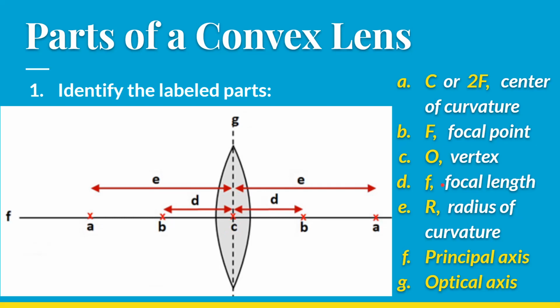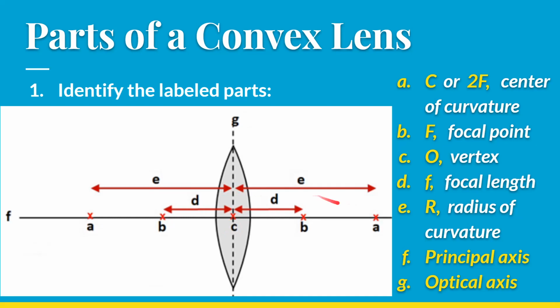Point F, and it's not really a point. Actually, I don't even see F labeled on here. Oh, it's D. Sorry, it's point D. The F is over here, that's not what I want. I want D. This right here is the focal length. It's represented by an F. So the focal length is the distance from the vertex to the focal point, and that's represented here by this arrow that's labeled with a D.